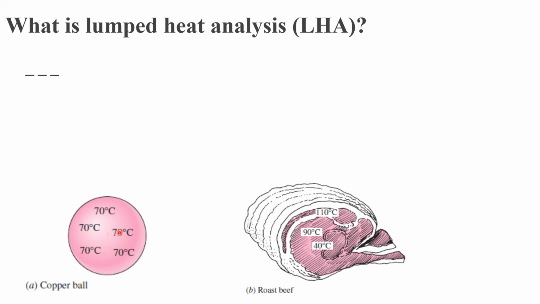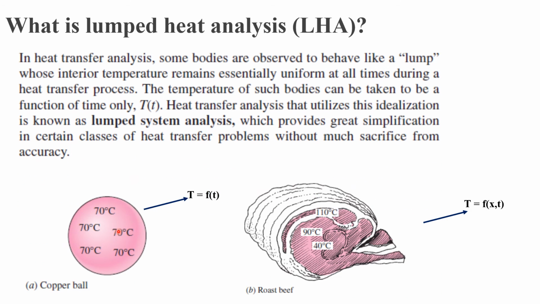So therefore I can tell that in the roast beef case, temperature is a function of space and time. This is a true transient heat conduction problem, whereas in the copper ball example, temperature is a function of only time. With respect to space, it is the same. This is called lumped heat analysis. That is what is explained here. Therefore I can tell the special case of transient heat conduction is lumped heat analysis.